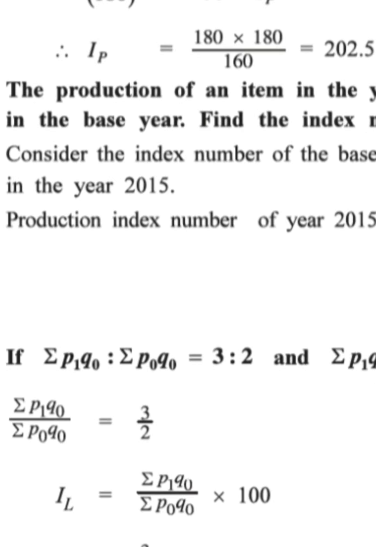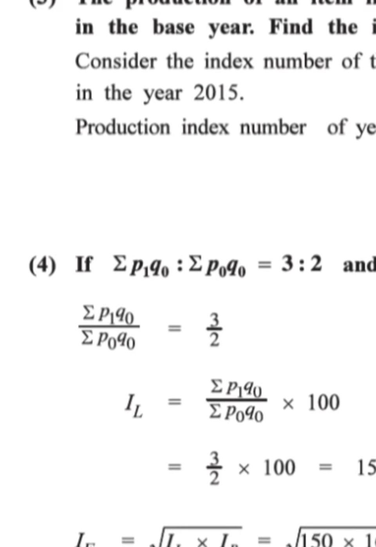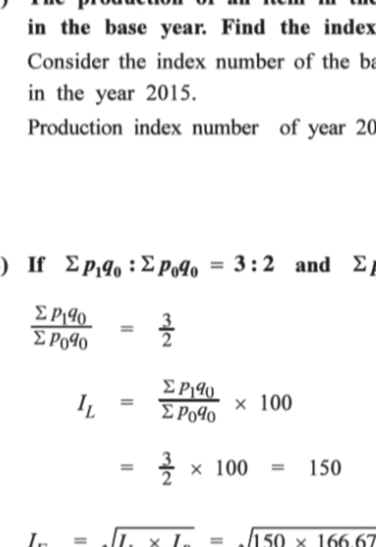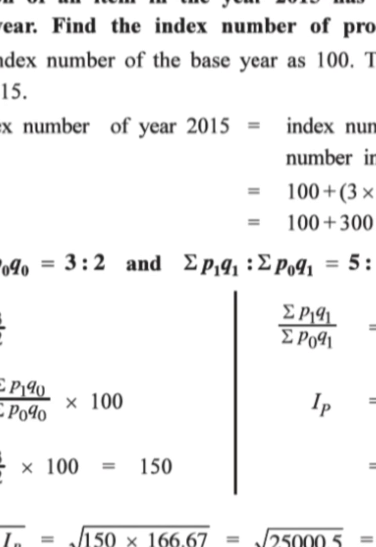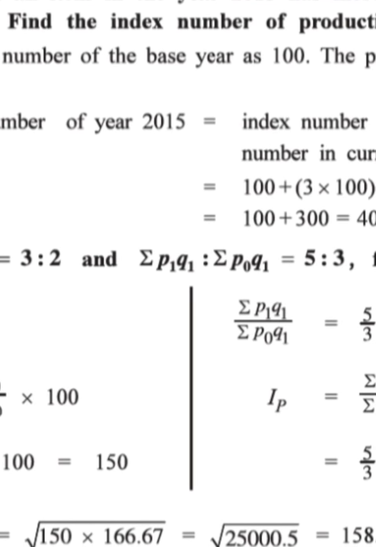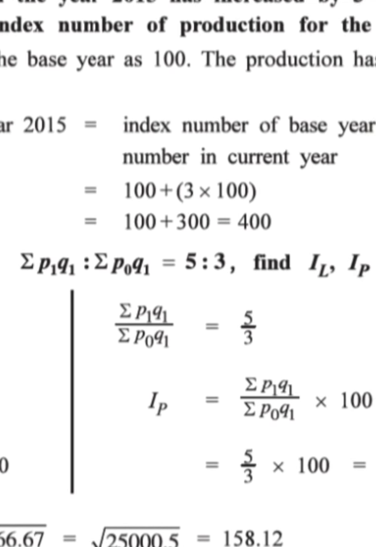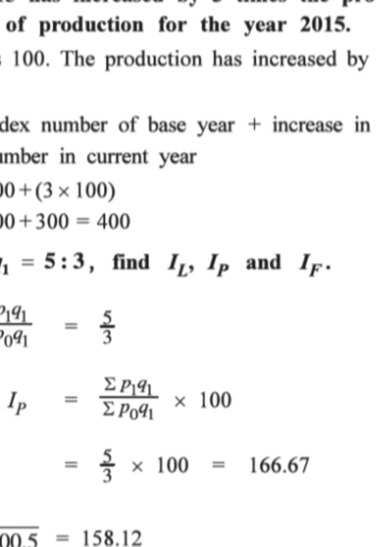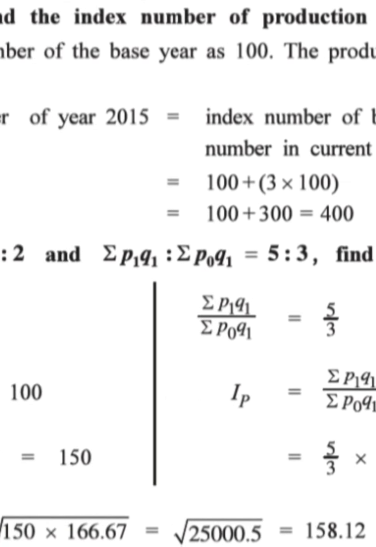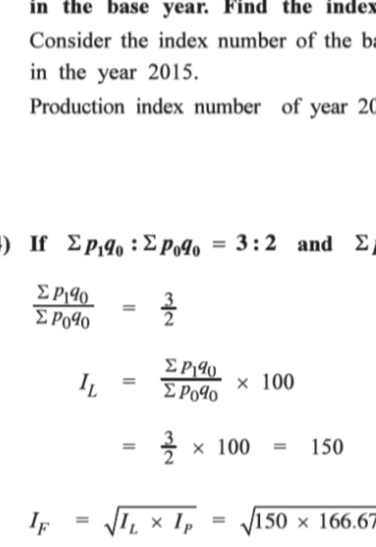What they have given in question number 4 is that sigma P1 Q0 is to sigma P0 Q0 is 3 is to 2, and sigma P1 Q1 is to sigma P0 Q1 is 5 is to 3. Find IL, IP and IF. We need to find all the 3 index numbers, right? Now, they have given us sigma P1 Q0 is to sigma P0 Q0 is 3 by 2.